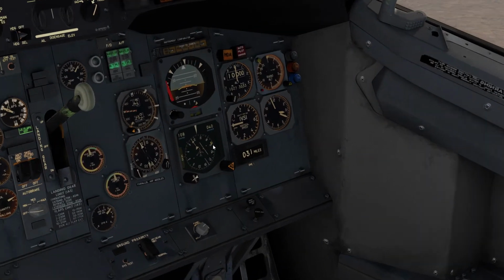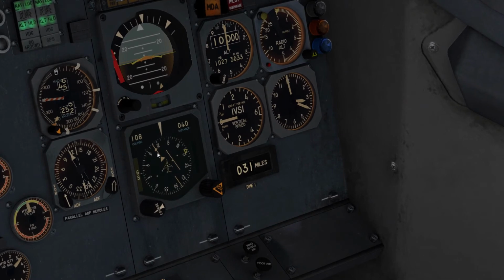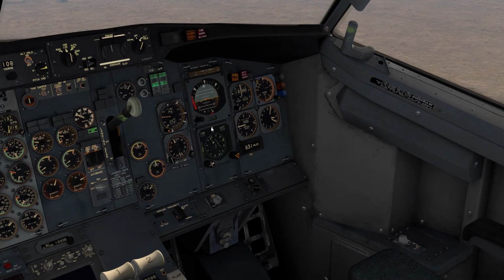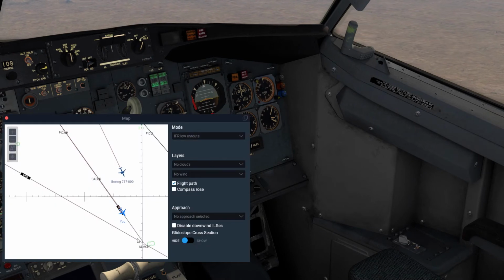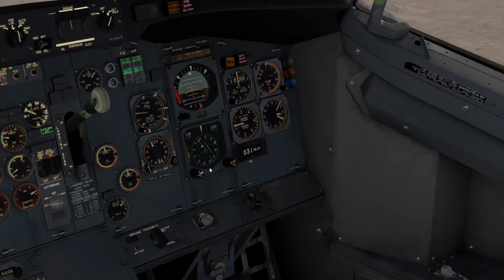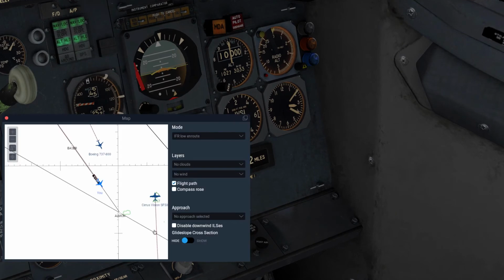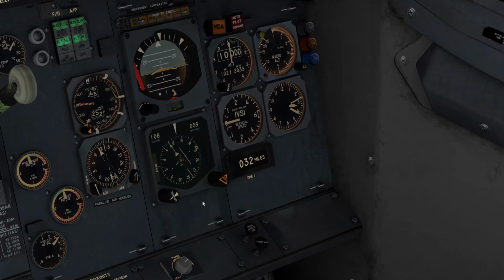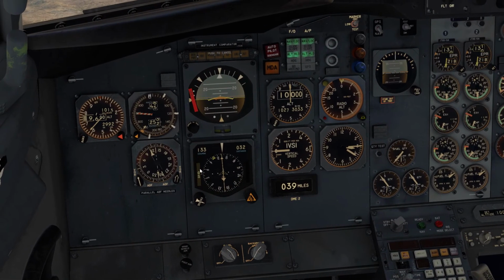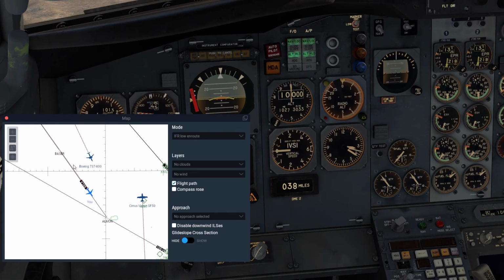And we can also back that up. We look here, we've got our course ready to intercept. We're flying a nice intercept angle, and you can verify that with the chart. So this HSI is depicting our intercept of this airway inbound, and this HSI is depicting our current airway outbound.